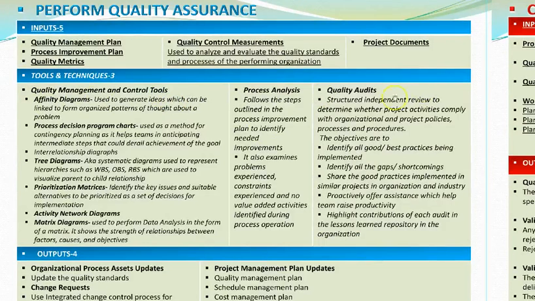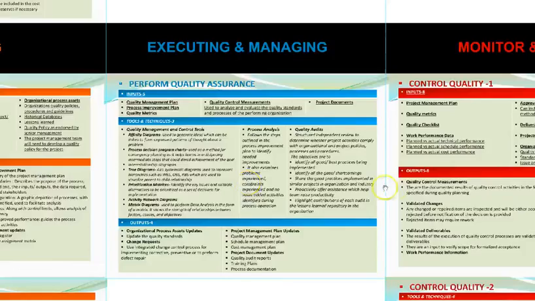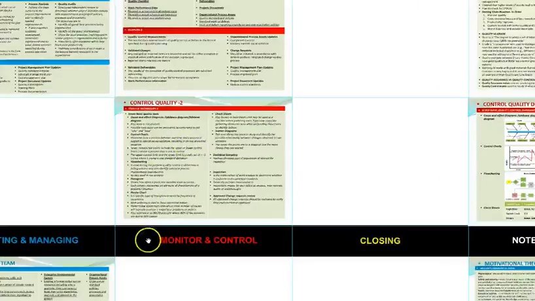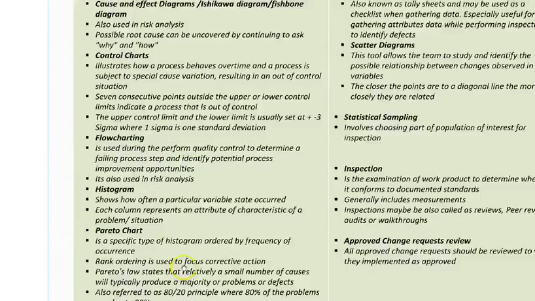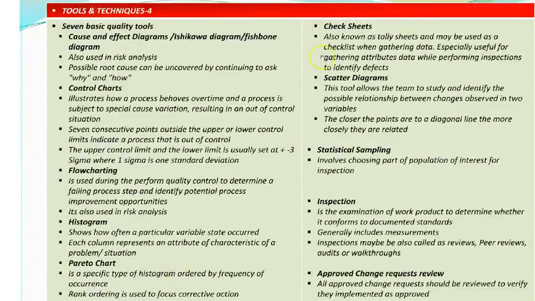Then what are the 7 basic quality tools? We all should know by now. It's all the way over here, and they are cause and effect diagram, Ishikawa or Fishbone diagram, control chart, flow charting, histogram, Pareto chart, check sheet, and scatter diagrams. Again, really important for your exam.